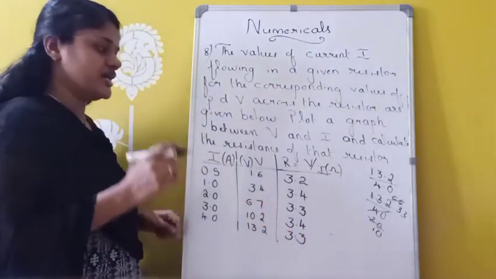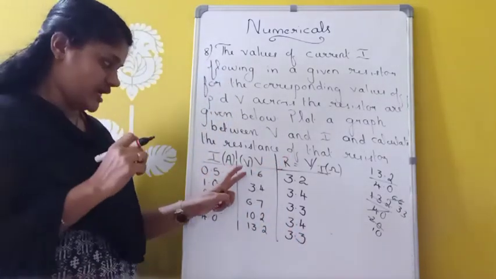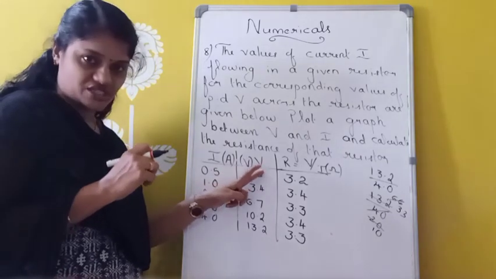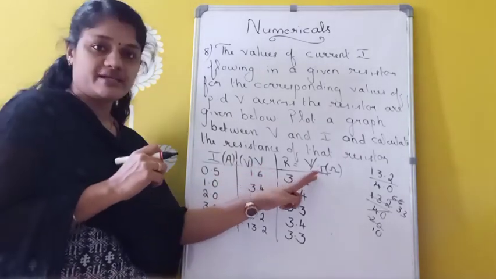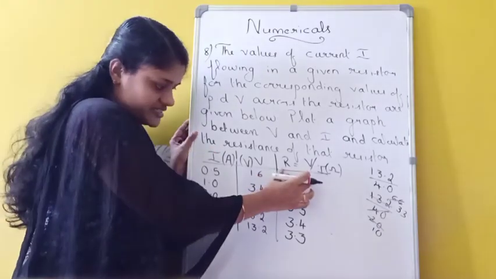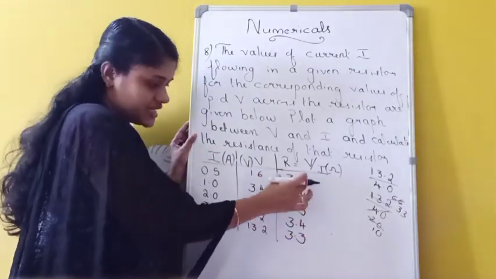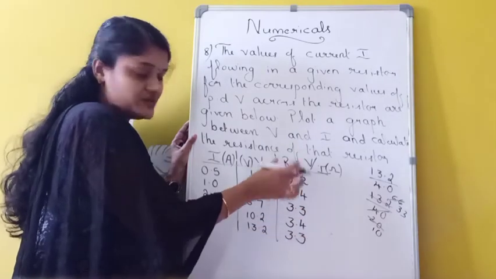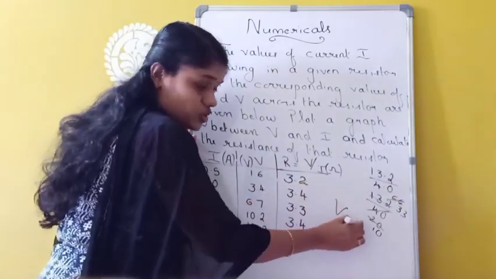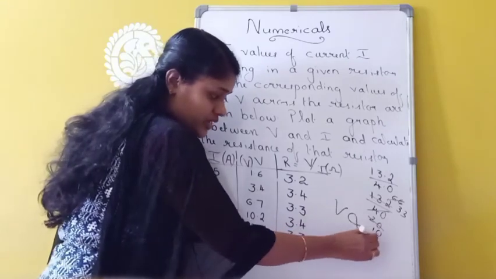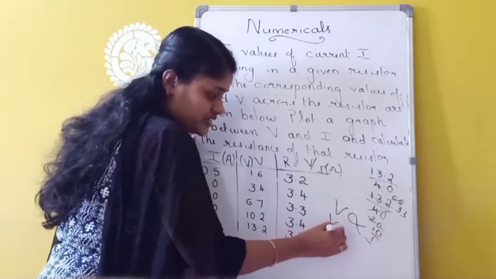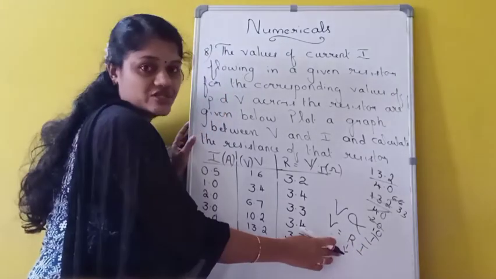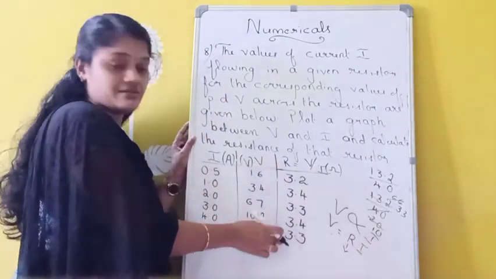So now we got the values for which one? Resistance. So we have the values of potential difference and current, and by using these values we are finding which one? Resistance. So see here, all these resistance values are constant: 3.2, 3.4, 3.3, 3.4, again 3.3. So that only we are saying, in Ohm's law, V is proportional to I, or we can say V equals R into I. So here R is considered as a constant. So see here, resistance is constant.